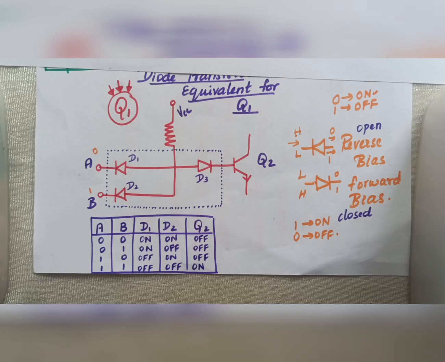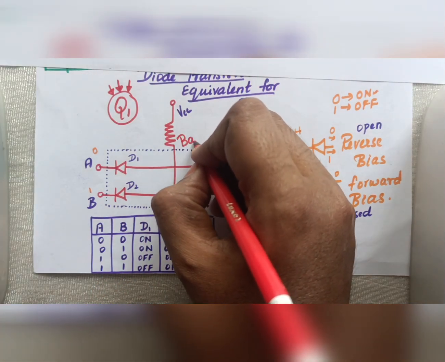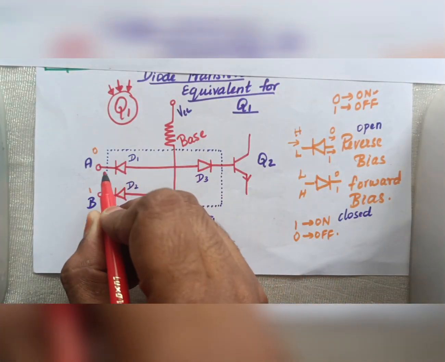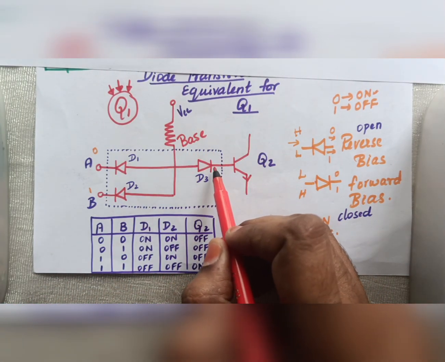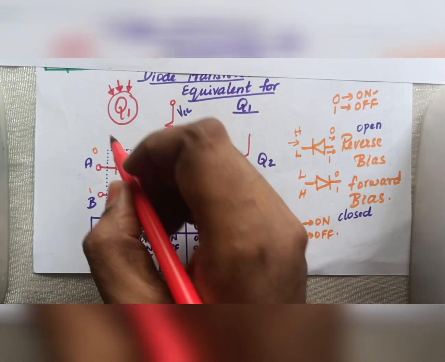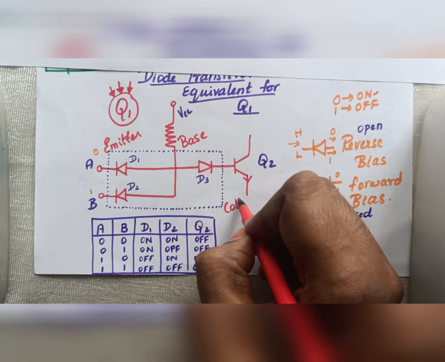Okay. So here, when A is 0 and B is 0, what happens to D1 and D2? Both will be in on state. And this is the base. So through the base, the input comes. So we will have input going here, going out. So we won't have any current flowing through Q2. So Q2 will remain off. So this is base, this side is emitter, and this side is collector.